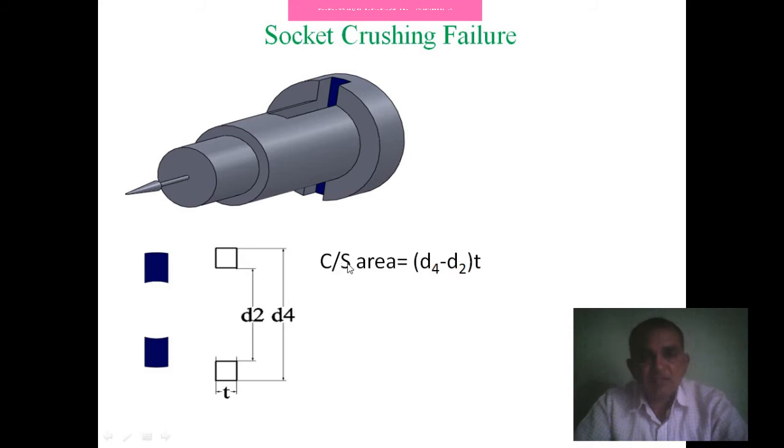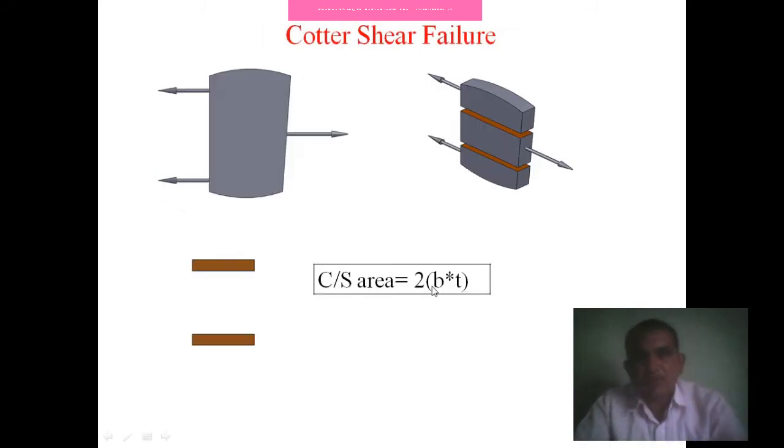The cross-sectional area is equal to (D4 minus D2) into T. So in this way you can find out the crushing stress, sigma C, equal to force per unit area. Sigma C is equal to P divided by (D4 minus D2) into T. So in this way you can find out the crushing stresses. Then our aim is to find out the dimensions of the cotter.